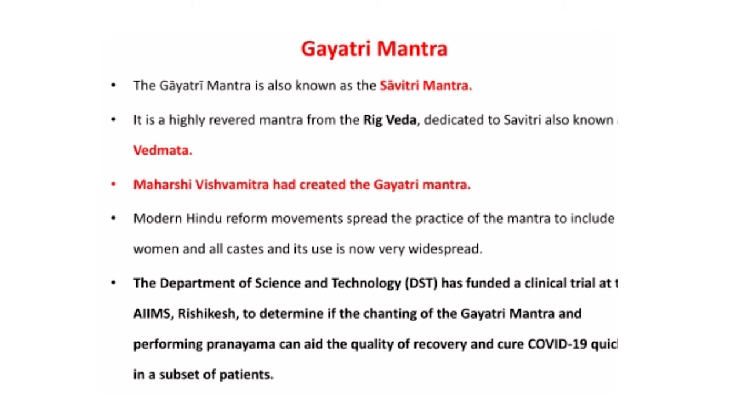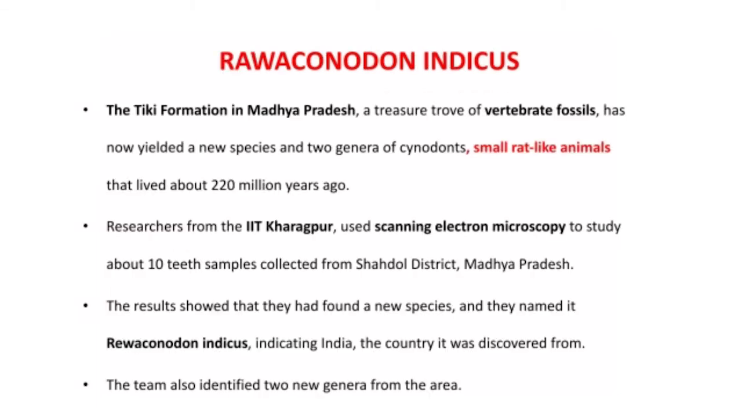ஸோ இது ரிக்வேதாவிலும் வந்திருக்கு, சாவித்ரி மந்திரான்னு கூட நம்ம சொல்லலாம். மகரிஷி விஸ்வாமித்ரா இதை கிரியேட் பண்ணியிருக்காரு. ஸோ திஸ் இஸ் வாட் அபவுட் காயத்ரி மந்த்ரா. ஜஸ்ட் நோ அபவுட் இட். ஸோ இட் இஸ் அ குட் திங் டு நோ. Next, Rivaconodon indicus. So it is also a kind of animal regarding a current affair.